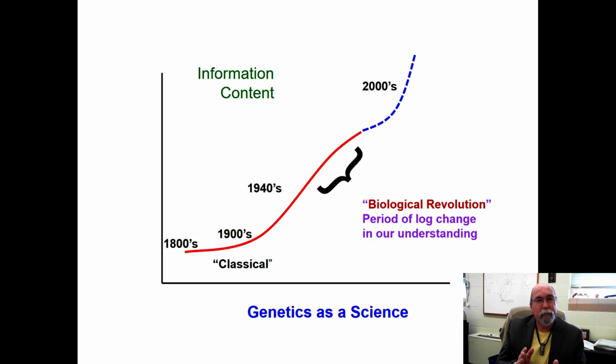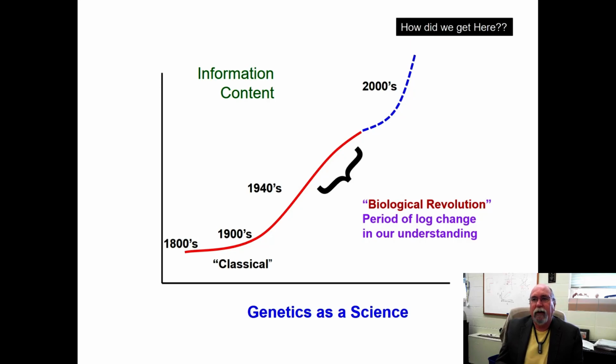So from the time you enter college to the time you graduate, there'll be twice as much information known about genetic subjects. That's just phenomenal. There are just hundreds, if not thousands, of journals out there with thousands of articles being written and published on a daily basis. It is just an amazing time.